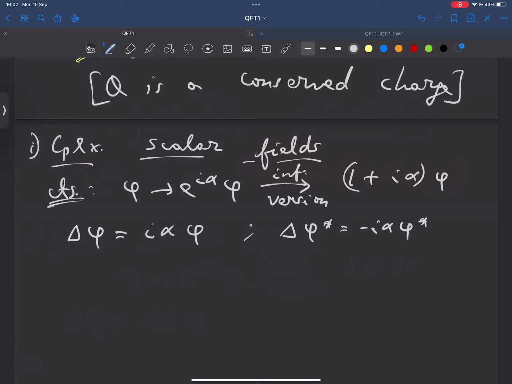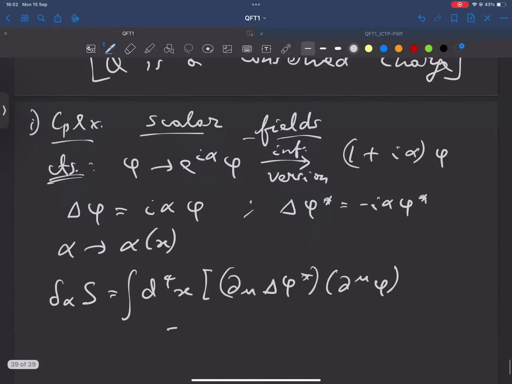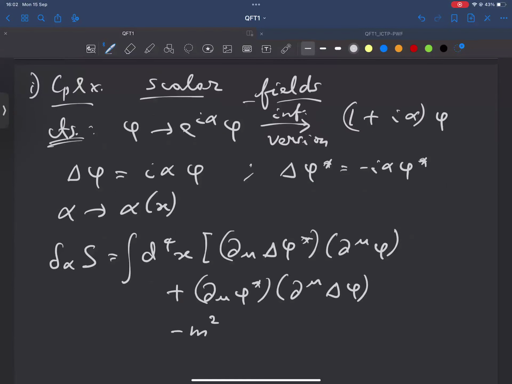Now we take alpha to depend on space and time. And now if you compute the variation of the action, it will give you something like this. Again, this is very straightforward. And because we discussed the transformation very carefully, I'm being a bit fast here. But this is just taking derivatives and nothing more.